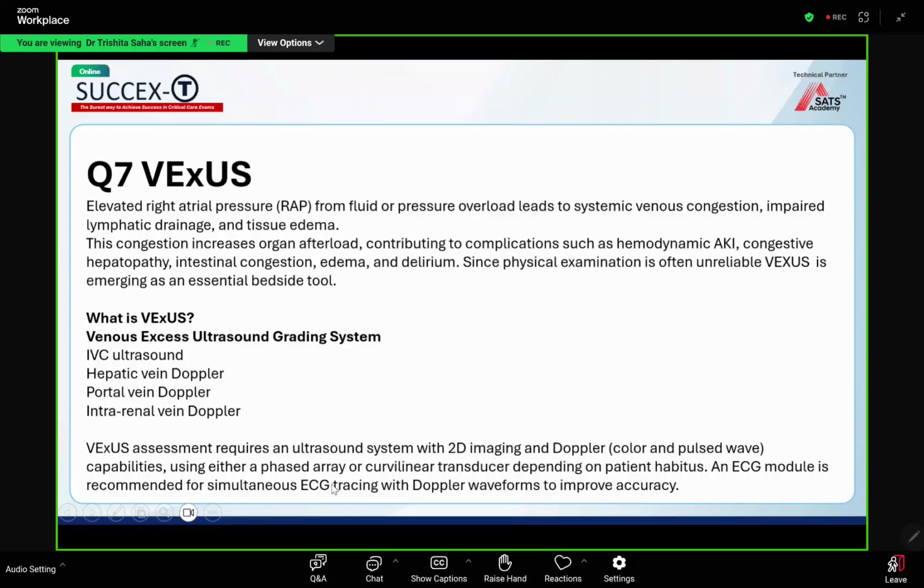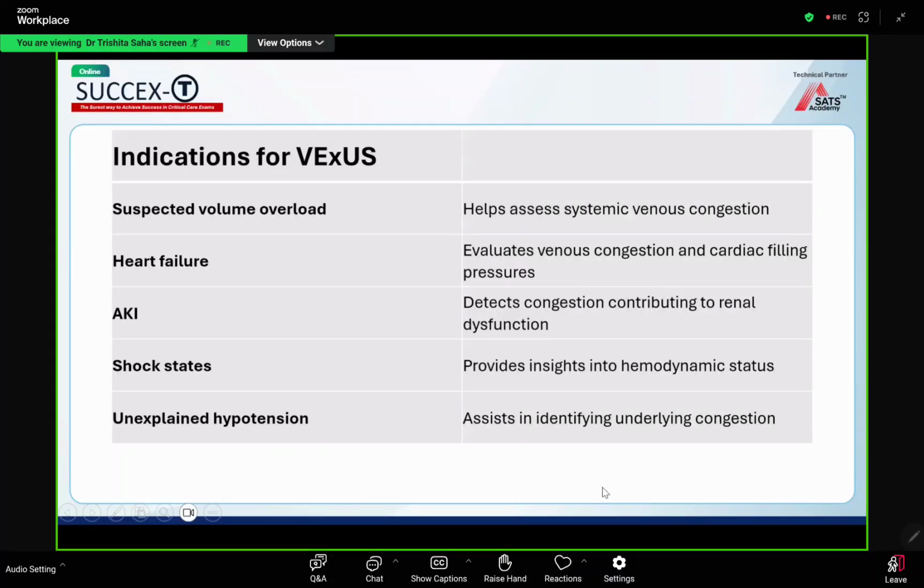An ECG module is a must for a VEXUS study, otherwise it will be very difficult to understand the S and D waves. Simultaneous ECG tracing with the Doppler waveform improves accuracy.